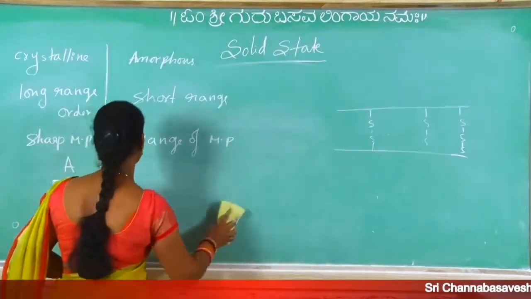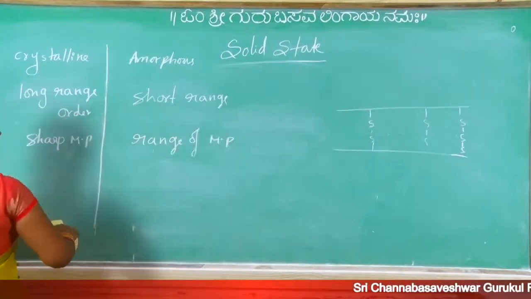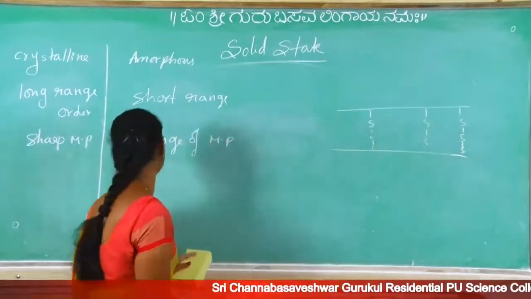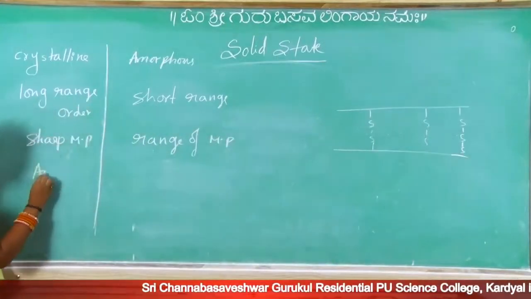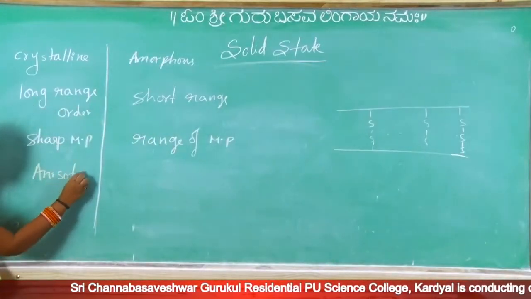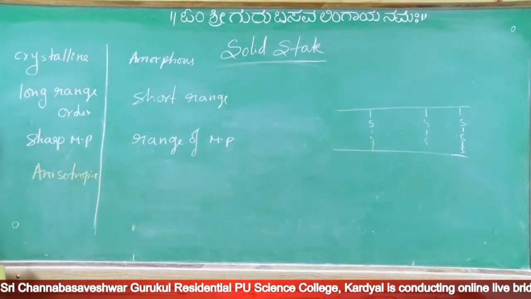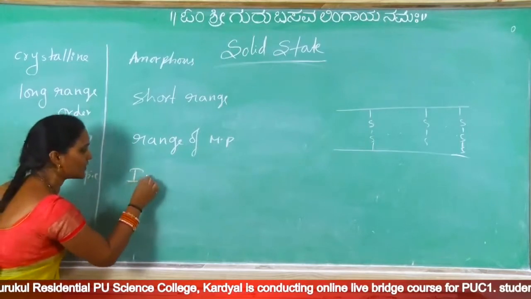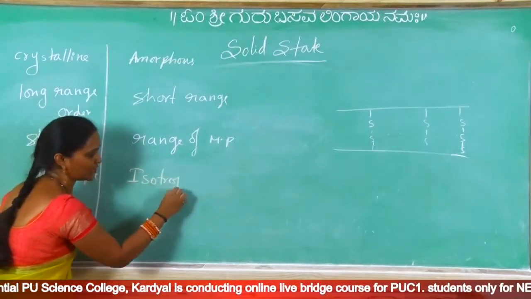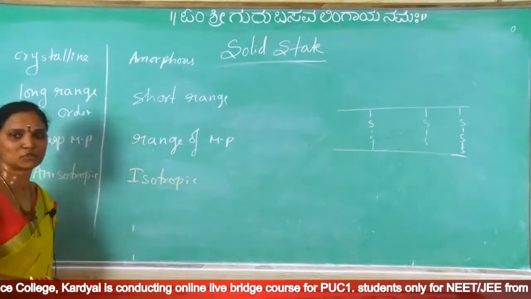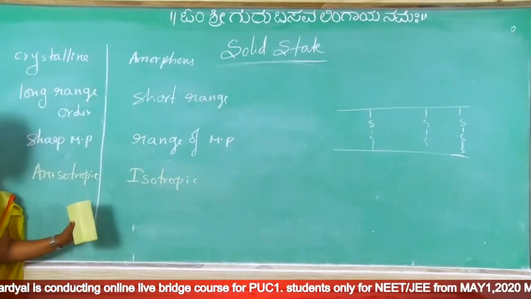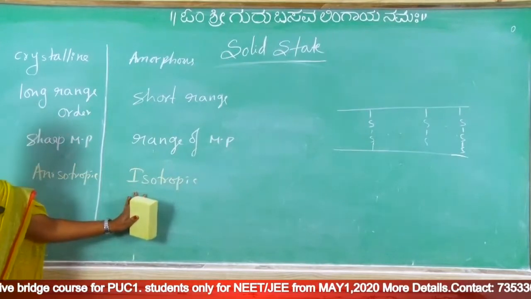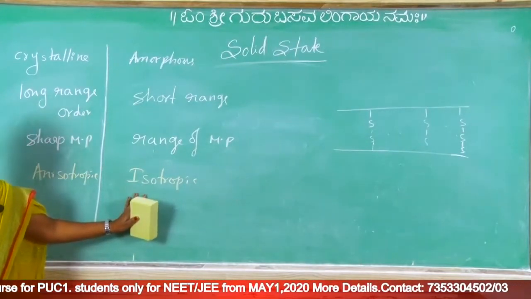in crystalline solids. Now these are anisotropic. Crystalline solids are anisotropic in nature. Amorphous solids are isotropic in nature. Isotropic in nature. Crystalline solids are anisotropic. Amorphous solids are isotropic. What is the meaning of this anisotropic and isotropic?